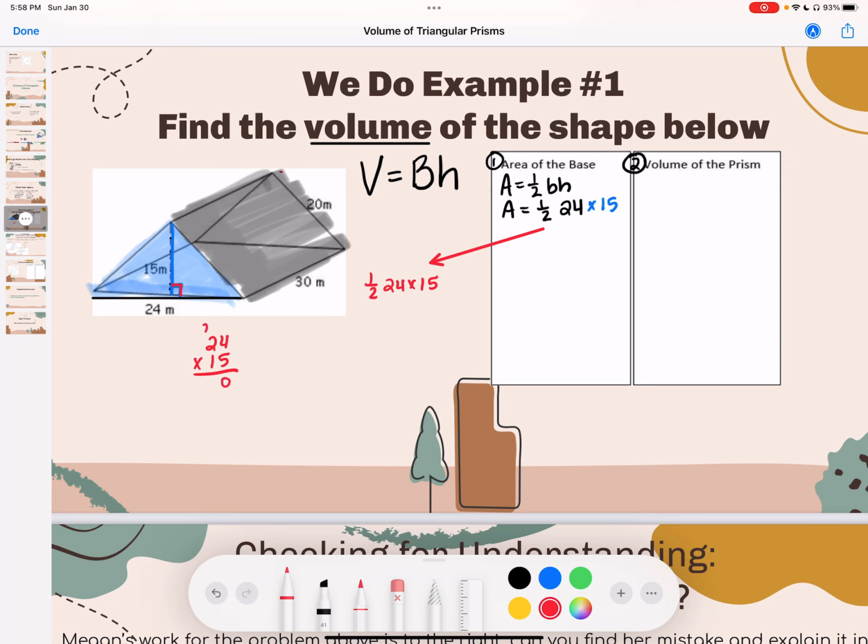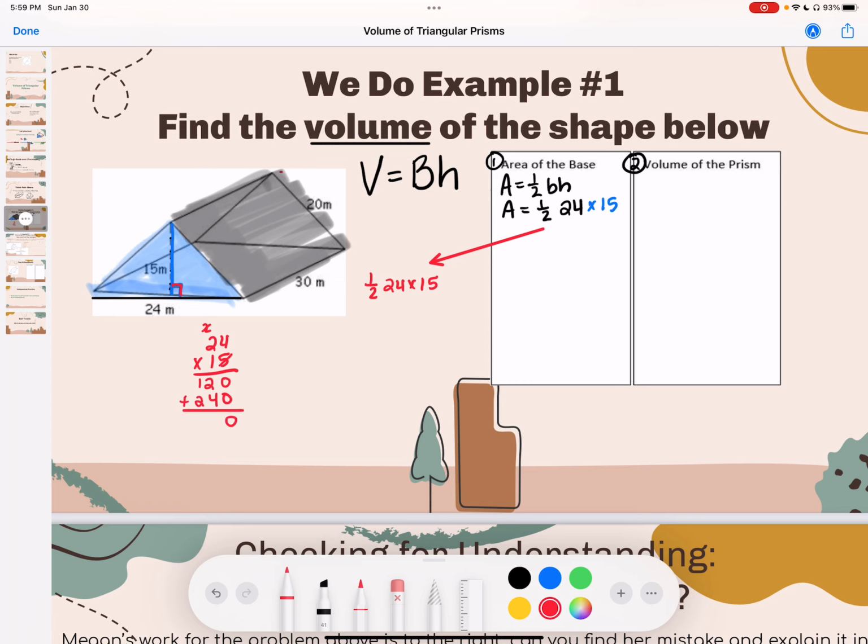1 times 4 is 4. 1 times 2 is 2. And I'm going to add these two together. 0 plus 0, 0. 2 plus 4 is 6. 1 plus 2 is 3. So that gives me 360. And I'm going to bring down my 1/2.